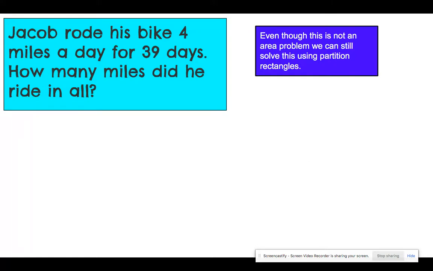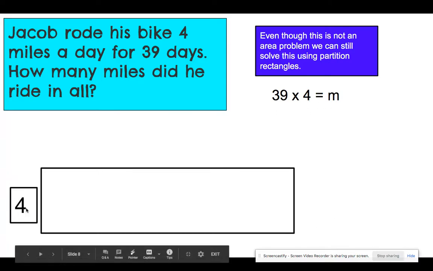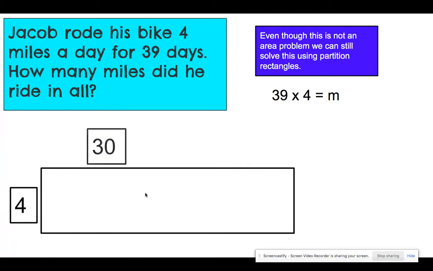Now, even though this is not an area problem like the last one where we were trying to figure out the area of a tiled floor, we could still use partitioned rectangles to solve this. So 39 times 4 equals m. I just put m for miles, or unknown, because we don't know that answer just yet. So here's our rectangle, and I'm going to put our 4 here on this side. So I'm going to break apart this rectangle into smaller manageable parts.